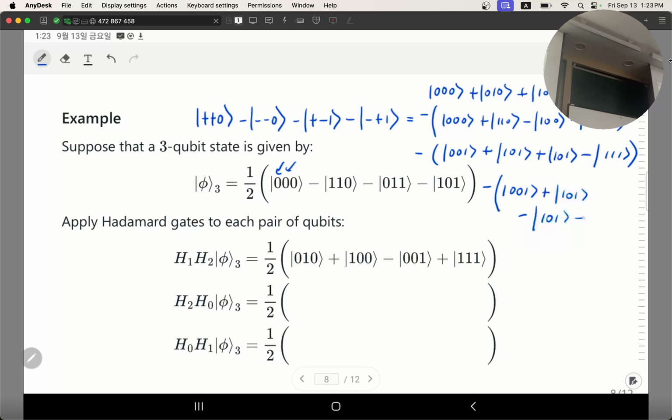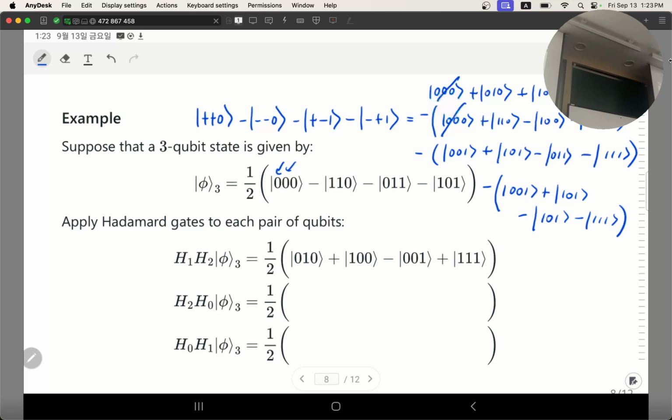Okay, and then minus 1, 1, 1. Okay. Oh, I think I did it twice. I did compute this twice. So this is 0, 1, 1, and actually it's a minus sign here. Okay. So these are all the states, but there are cancellations. So I can cancel out these two.